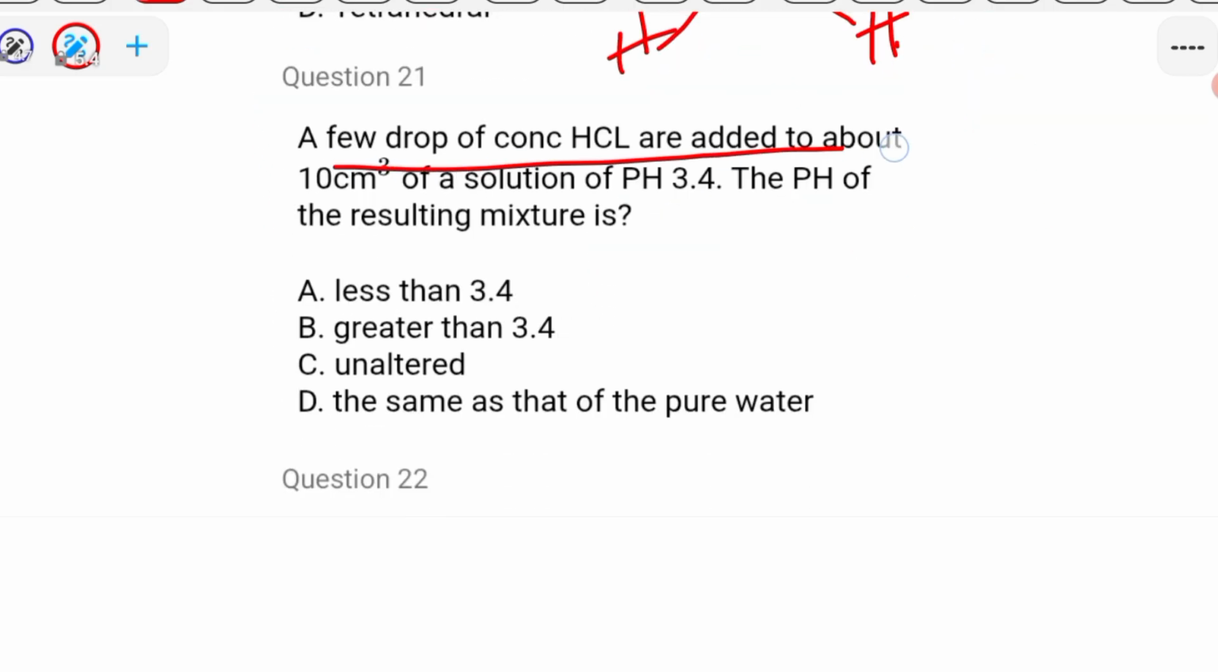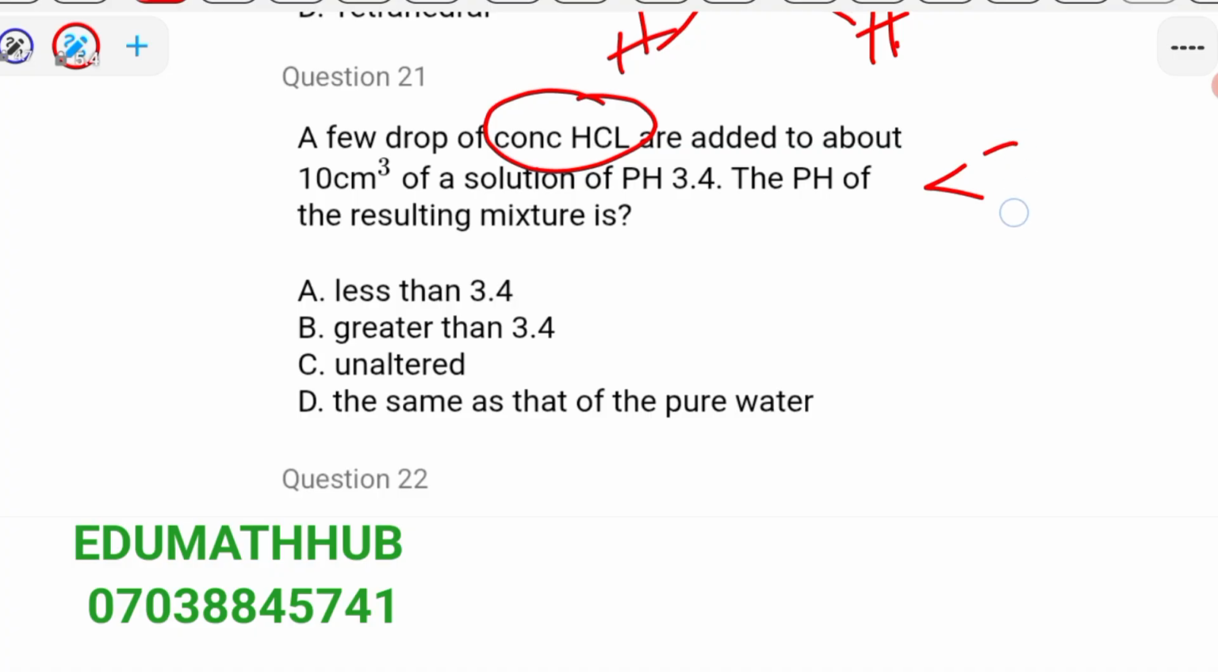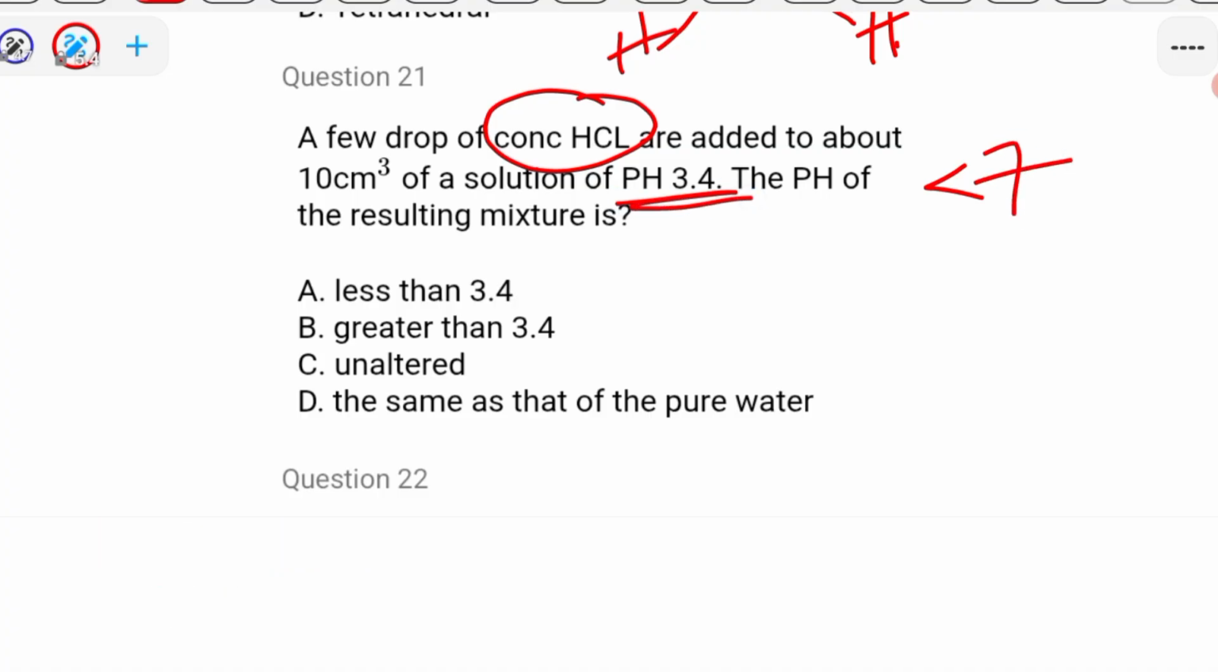Okay, a few drops of conc HCl are added to about 10 cm³ of a solution of pH 3.4. The pH of the resulting mixture is... A pH of 3.4 means that it is acidic. So when you add conc HCl to it, it will make it more acidic. It will make the pH become less than 3.4. Don't forget that anything less than 7 is acidic. So the pH will drop, maybe to 1 point something or 2 point something. That means the pH of the resulting mixture will become less than 3.4. So the answer is option A.